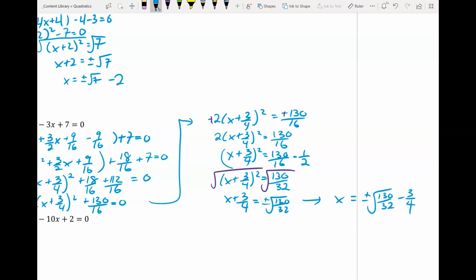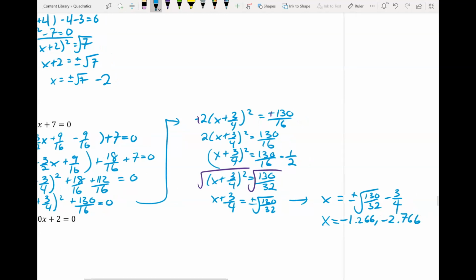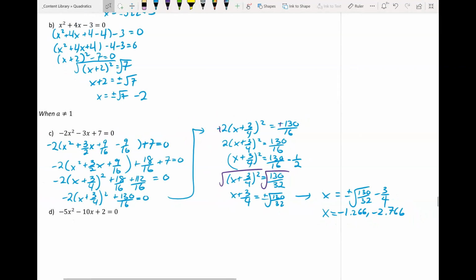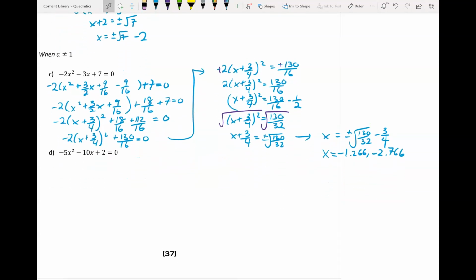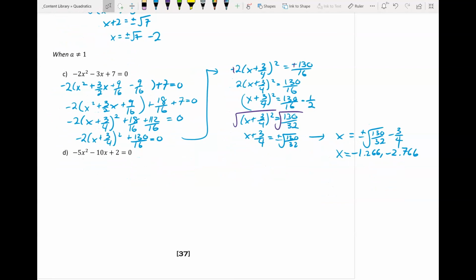And that would be your final answer. You can also find this in decimal form in your calculator, which is negative 1.266, negative 2.766. Yes, I understand that that was a very long question and it required a lot of algebra. Be careful while you're doing this because it's very easy to make a mistake here. I'm going to do one more example and then I'll leave you to it to try it on your own.